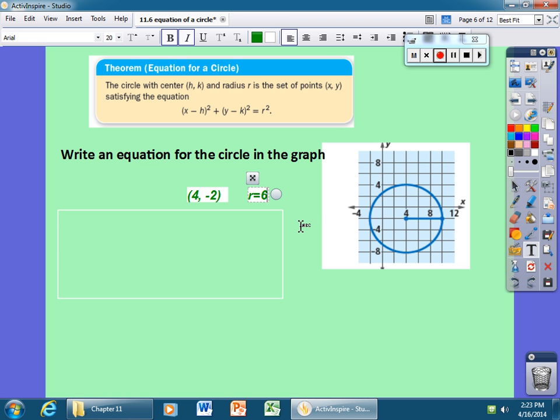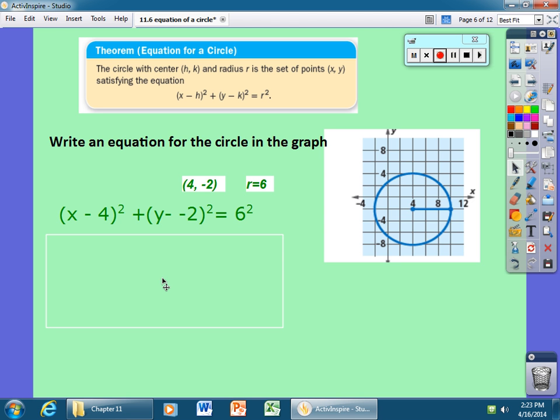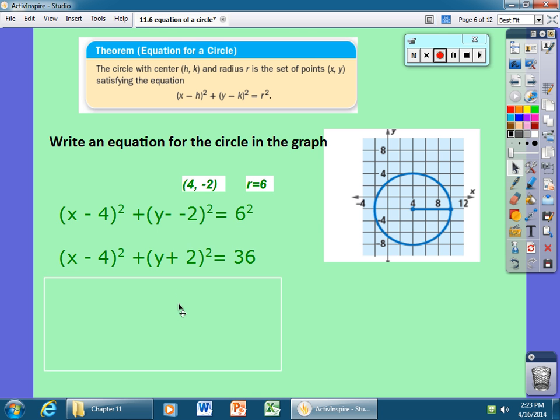So now I'm just going to take these things and substitute them into the circle equation setup that we had. I put in my x, I put in my y, and I put in my radius. I am going to do a little simplifying. It's going to be x minus 4, but instead of having the subtraction and the negative, I'm going to switch it to an addition. So y plus 2 squared equals 36. So I can tell that the center of my circle is at 4, negative 2.